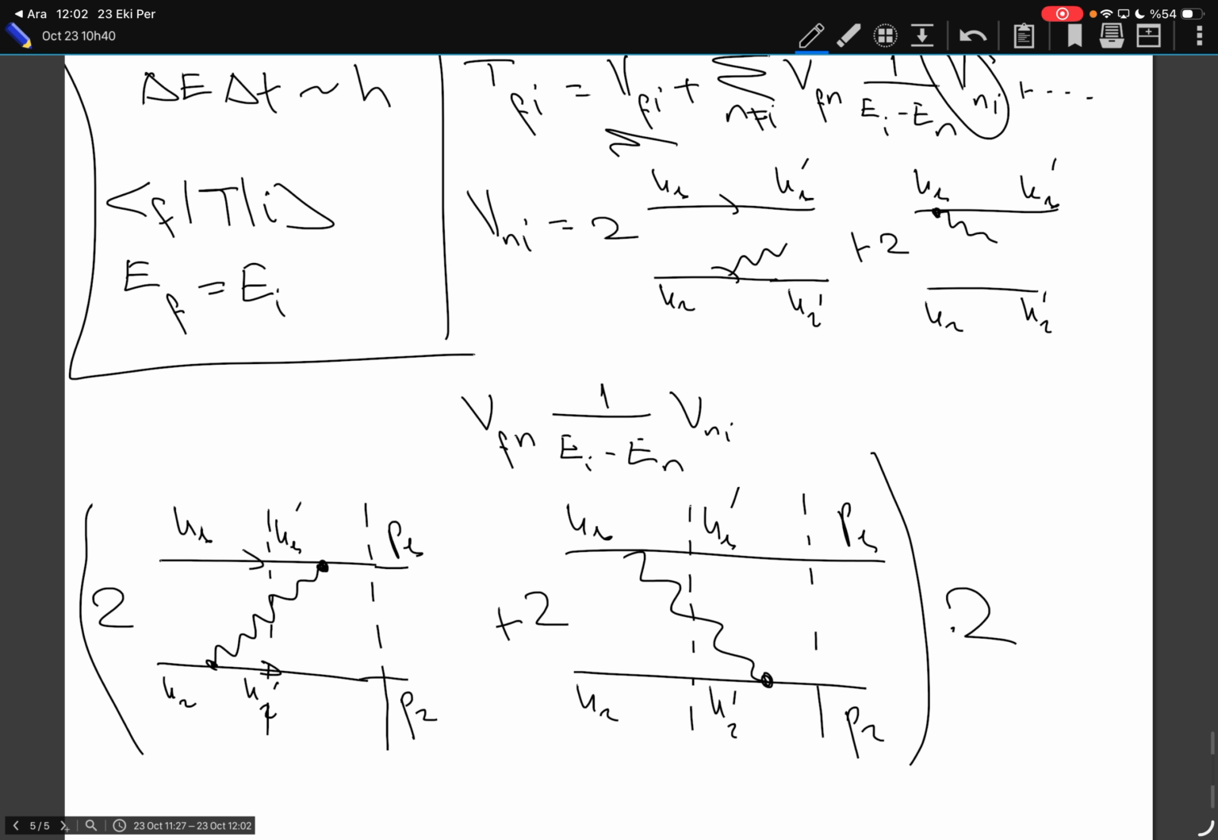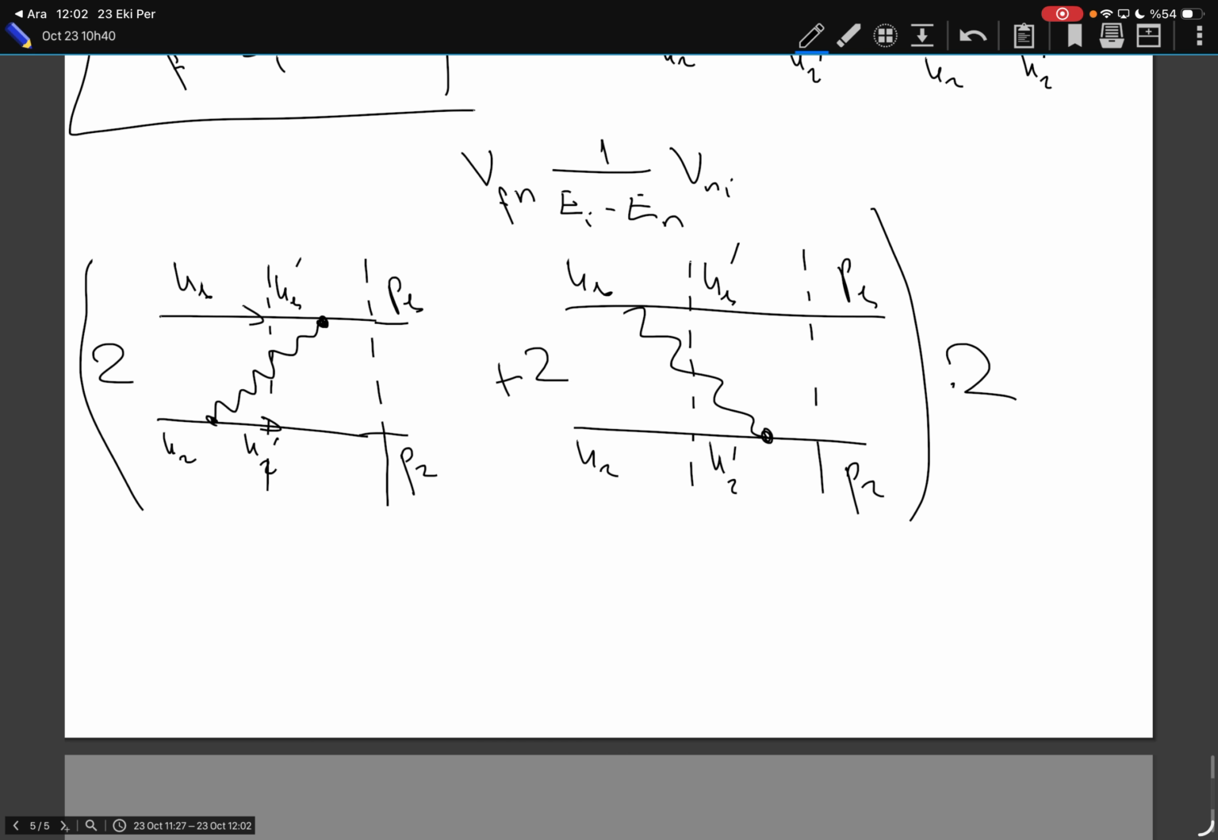Now that additional factor of 2, you see, I always connected K1 prime with P1, but K1 prime might also connect to P2. And they will basically be the same diagrams. They will have the same contribution, so that's why I have the 2 there.